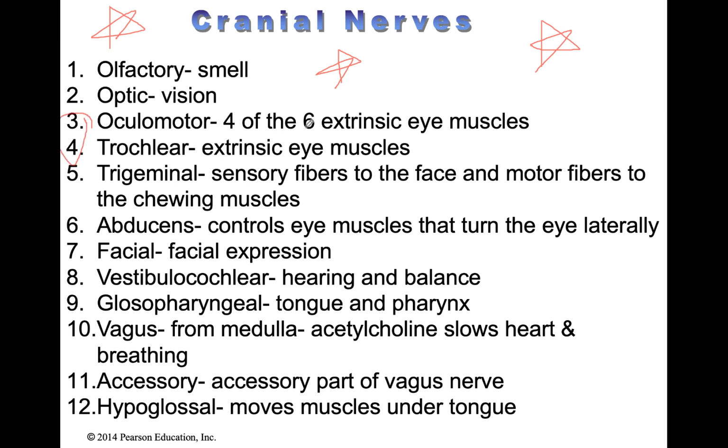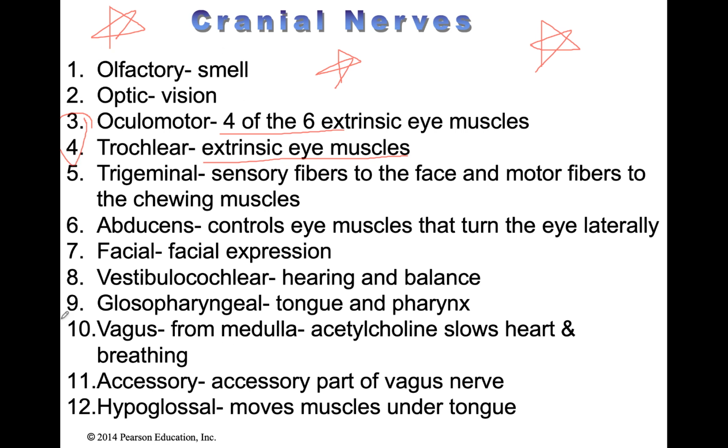Oculomotor and trochlear nerves. Oculomotor is described as 4 of 6 of the extrinsic eye muscles. The trochlear is just extrinsic eye muscles. So I specified the oculomotor as 4 of 6 of the extrinsic eye muscles. And I think your lab manual just calls them innervation of extrinsic eye muscles. So make sure you learn these definitions.